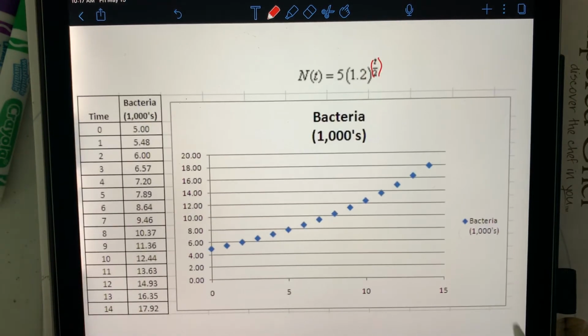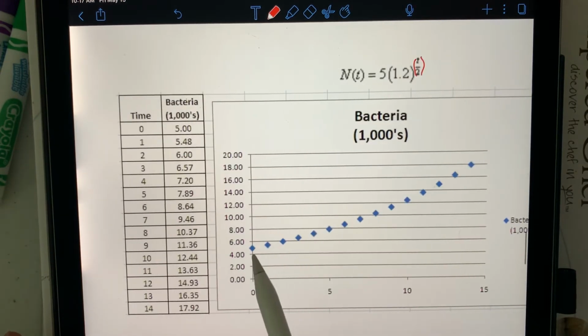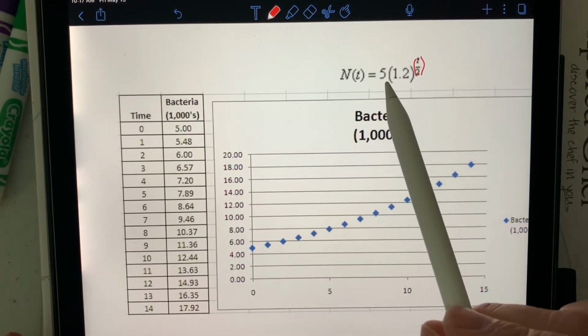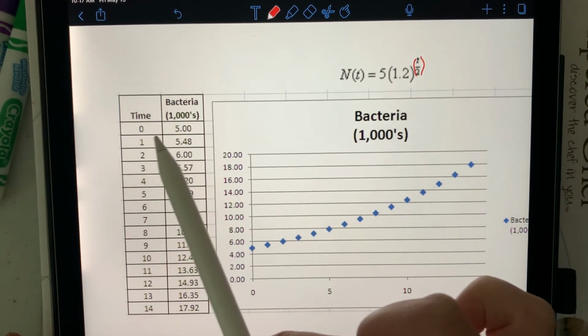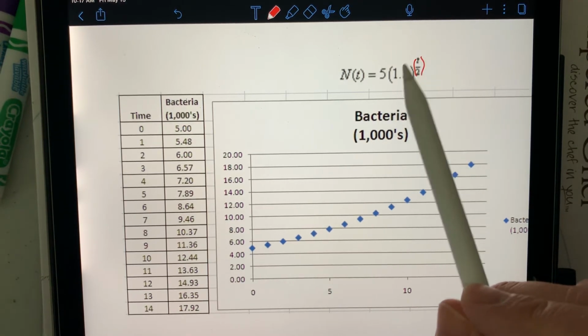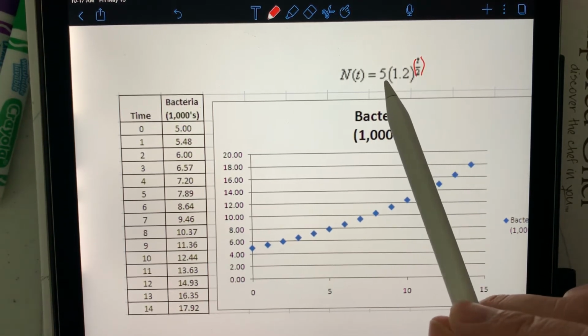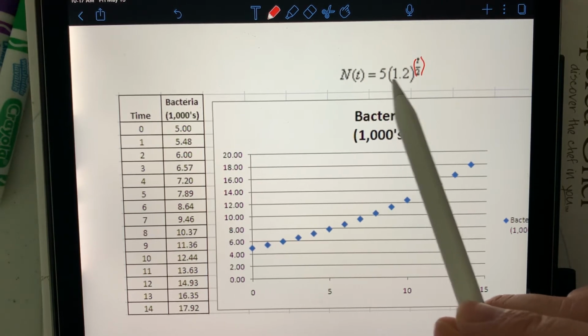Okay, let's go with this. The 5, where do you see the 5? The 5 is right there. So it seems like 5 is our starting number, which makes sense because we did it in our head. When t is 0, that's the very beginning, and this becomes 1. For now, but it's going to change in the next example, 5 seems to be the starting value.